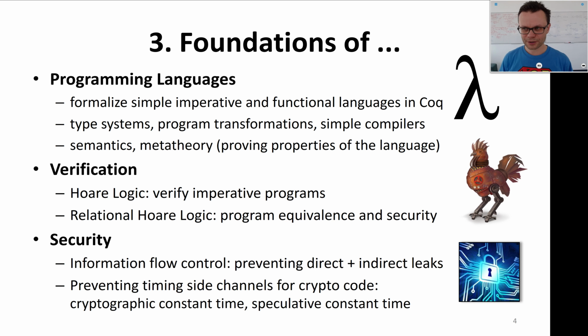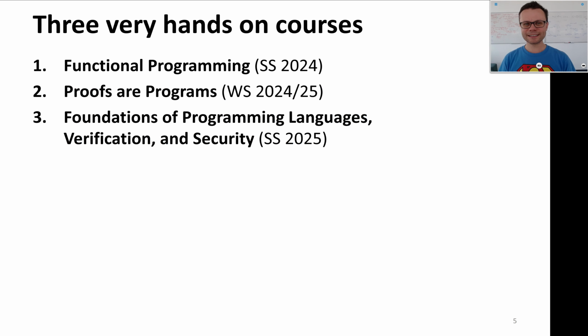And finally, we also look in more detail at security, at information flow control, for instance, how to prevent leaking secrets directly or indirectly by the control flow of the program. And we also look at side channels, in particular at how to prevent cryptographic code from leaking secrets using programming discipline called cryptographic constant time and an extension called speculative constant time that preserves security also in the face of speculation attacks.